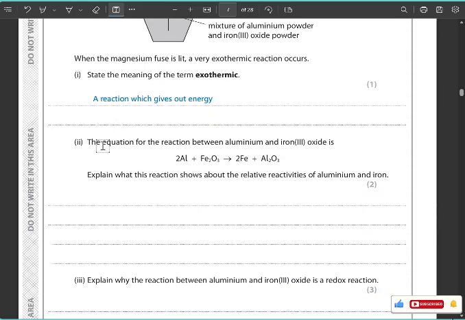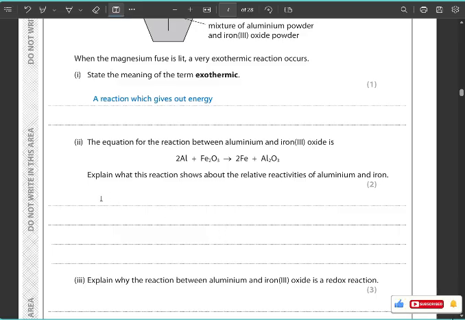Okay, the next one. The equation for the reaction between aluminium and iron(III) oxide is 2 aluminium atoms plus iron(III) oxide, and the products are 2 iron atoms plus aluminium oxide. Explain what this reaction shows about the relative reactivities of aluminium and iron.